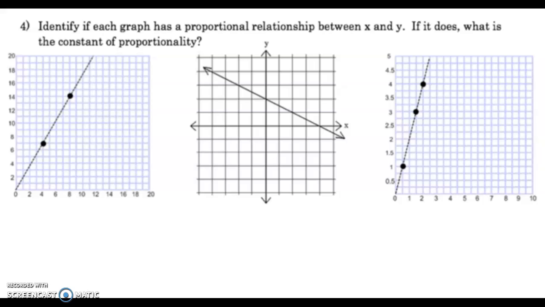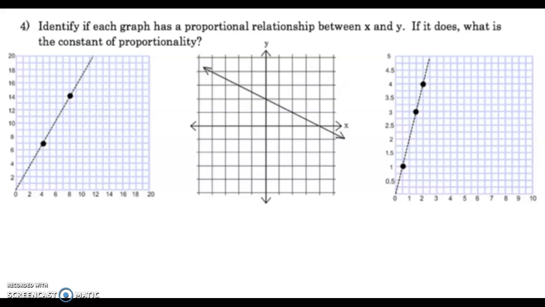In number 4, we're doing something similar to the video for number 3, if you also watched that. In this video, or in number 4, we're going to look at 3 graphs and we're going to determine whether they are representing a proportional relationship or not. So we want to look for 2 key things when we are determining whether a graph is proportional.